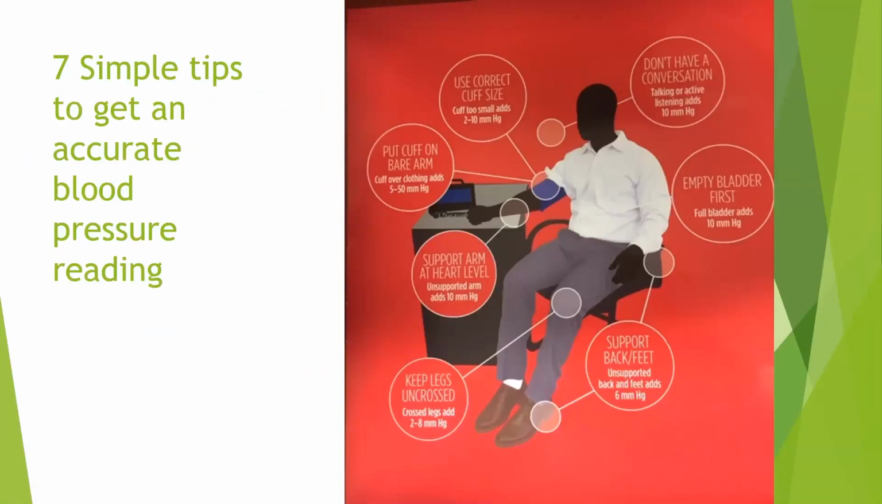You want to put the cuff on the bare arm if at all possible, not over clothing, certainly not over heavy clothing. You want to keep the arm at heart level. Your legs should be uncrossed and supported, not dangling off the table. You don't want to have the patient talking or asking questions during that blood pressure read, and if necessary, you might ask them if they need to empty their bladder before you take their blood pressure.